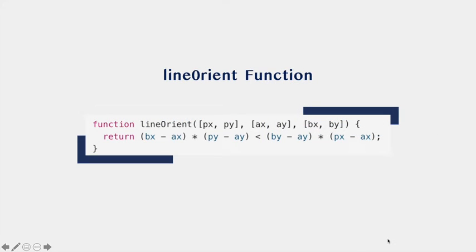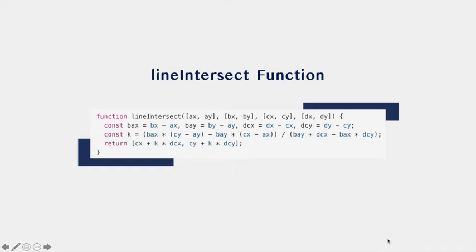Moving to the second function, which is the line orient function. The parameters needed here are a point and a line, and it will return true if the point is on a side of the line, and false if it intersects or is on the other side of the line. This function returns the point at which two lines intersect, assuming that the lines are not parallel.